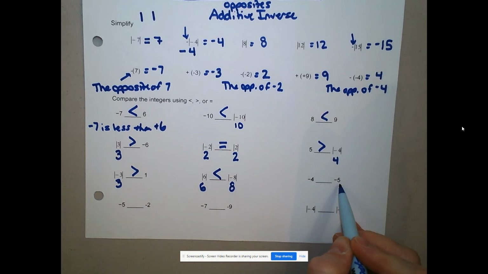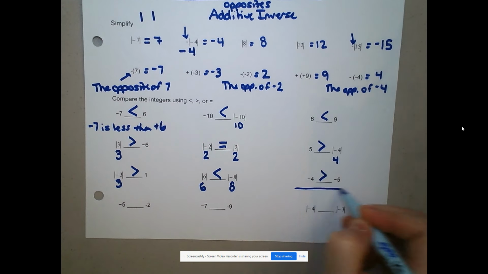Negative 4 compared to negative 5. Now this is a little tricky when you start comparing negatives. Would you rather be $4 in debt or $5 in debt? Which is the better option of the two? Like, would you rather owe your brother $4 or would you rather owe your brother $5? Well, negative 4 is the better option. It's also closer to 0. So negative 4 is going to be the bigger number in this case. It's further to the right.